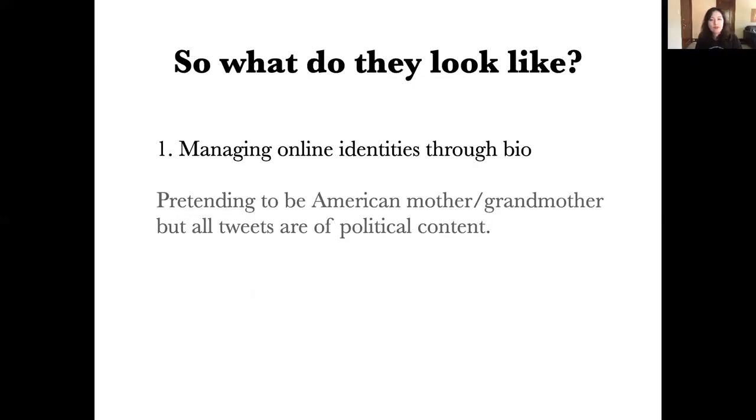They had various ways to manage their online identities, and one of them was managing their identities through their bio. For instance, one account was pretending to be an American mother or grandmother and wrote it in the bio, but when the raters observed the tweets, they noticed that all of the tweets were of political content without mentioning any kind of son, daughter, grandson or granddaughter.